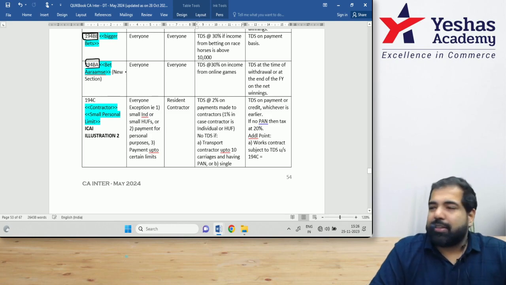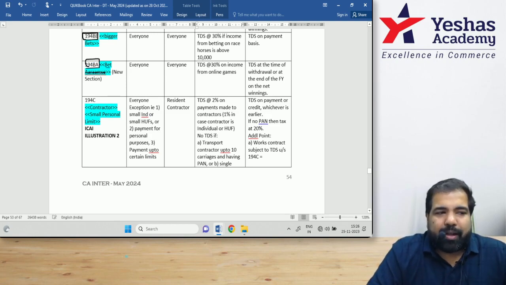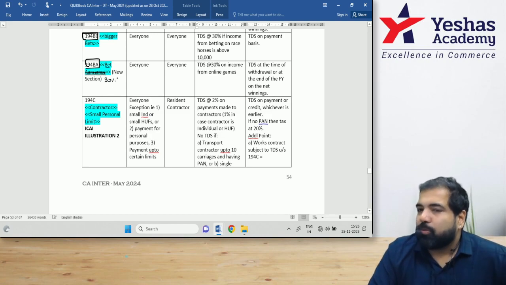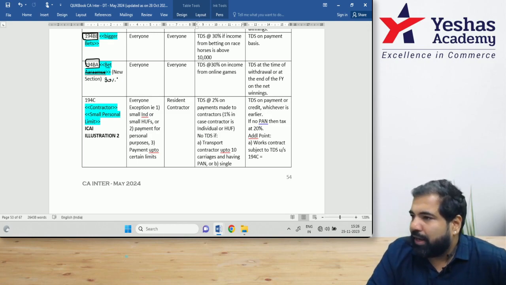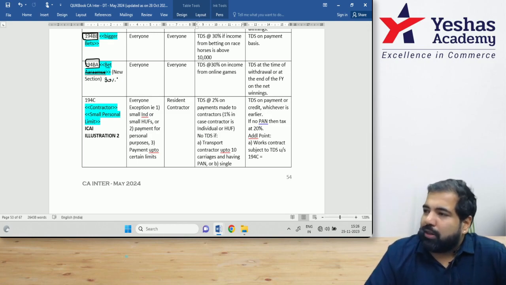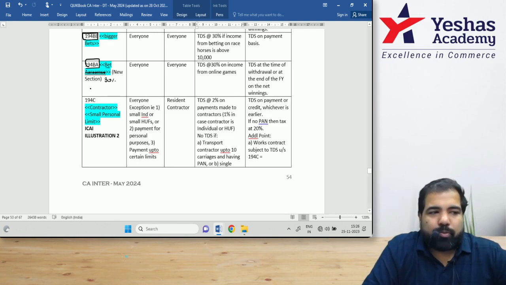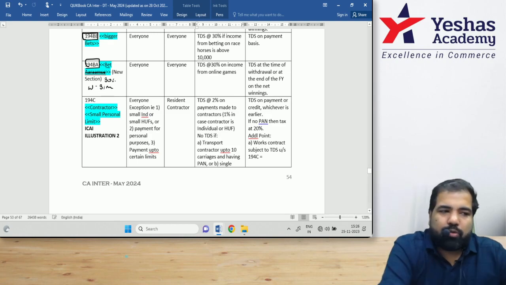194BA, this is betting app. Do you remember? Of course, here the shortcut is different, but it's a betting app. And in this case also it is 30%. But wait. It's on the net winnings. What is the net winnings? Whatever you put, 10,000, minus whatever is your winning, 1 lakh. So what is the net amount on that 30%? Whenever you withdraw or by 31st March of the year.